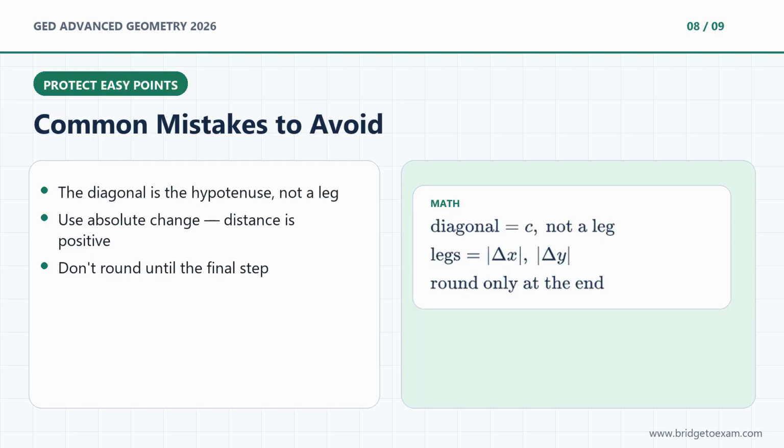Before we finish, let's dodge the 3 most common traps. First, the diagonal is the hypotenuse, never a leg. Do not put it on the wrong side of the equation. Second, use the absolute change for the legs. A distance is never negative. And third, do not round too early on your calculator. Keep the exact value until the final step. These small habits protect a lot of easy points.